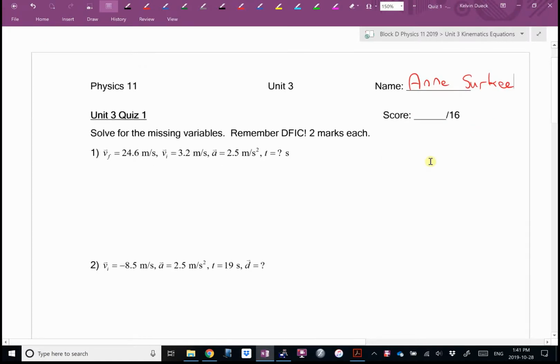Number one, mark your own. Here we go. It looks like the equation that I'm going to use is VF equals VI plus AT.